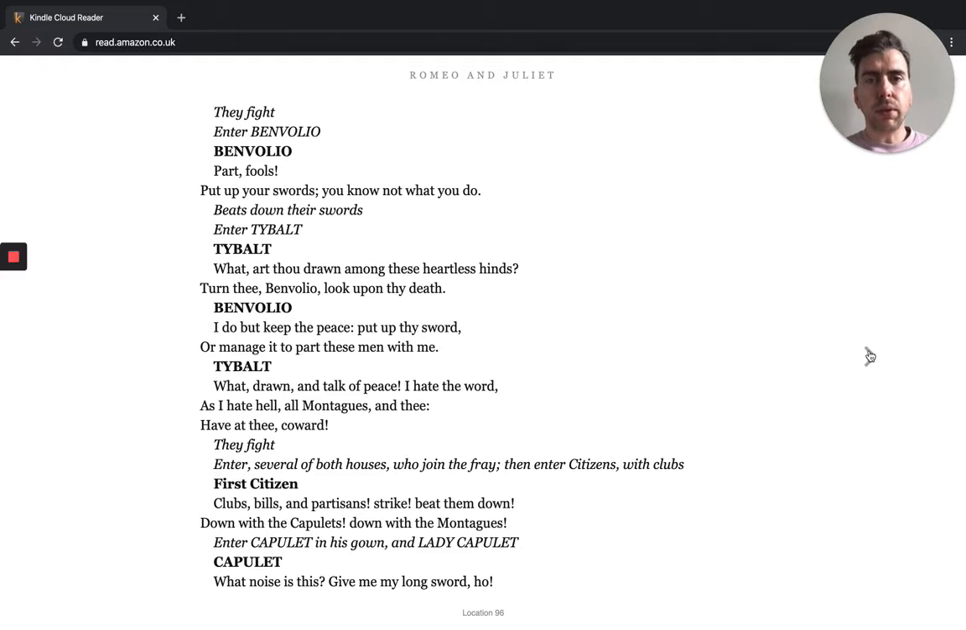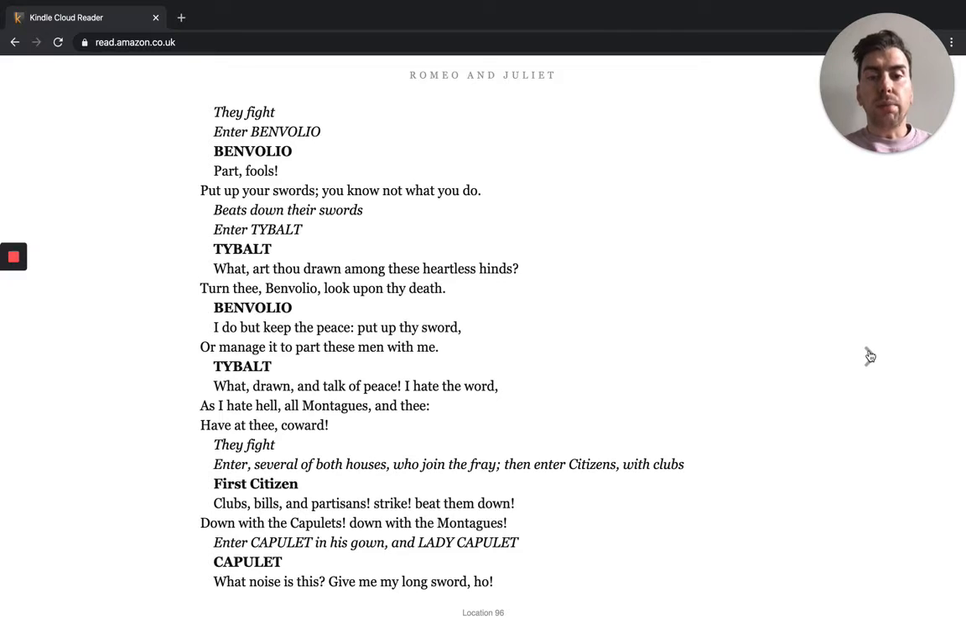Enter Tybalt. What? Art thou drawn among these heartless hinds? Turn thee, Benvolio, look upon thy death. I do but keep the peace. Put up thy sword, or manage it to part these men with me. What, drawn and talk of peace? I hate the word, as I hate hell, all Montagues, and thee. Have at thee, coward! And they fight.